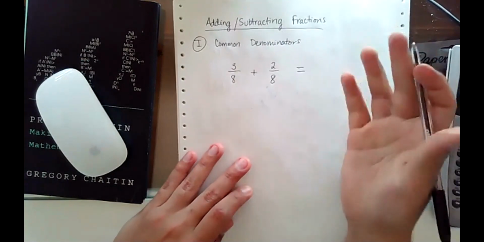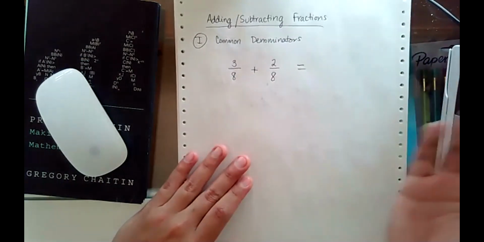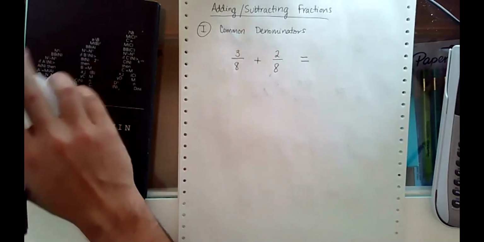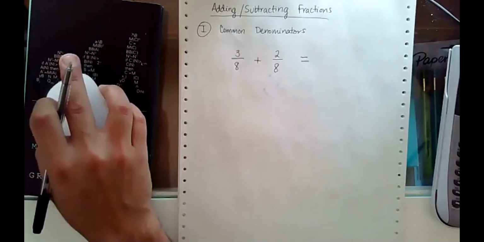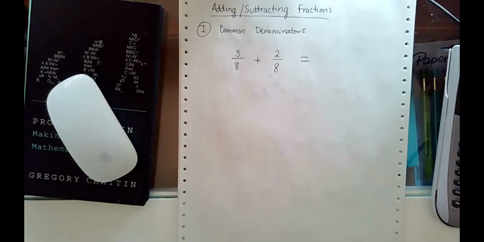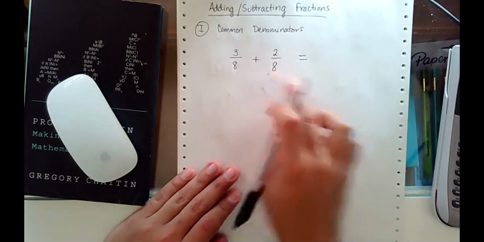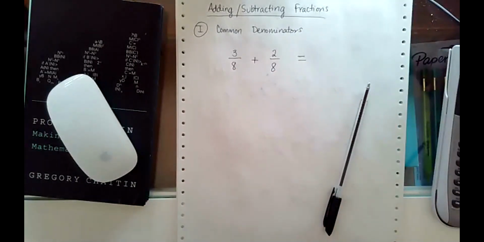And can anybody tell me, before we get into it, how do I go about adding these fractions? Does anybody have any idea? Just keep the same denominator. Yeah. And you add the 3 plus 2. Yeah, exactly. So because we have common denominators, we can just add the tops, keep the bottom, right?